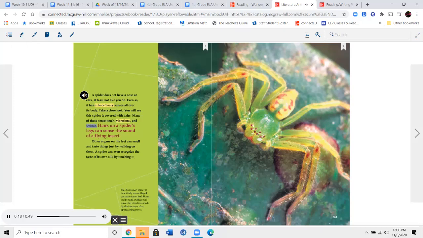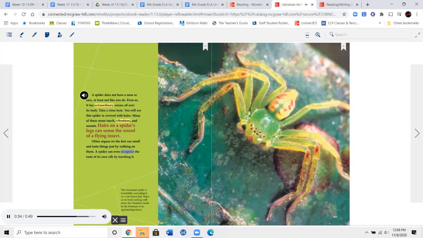Hairs on a spider's legs can sense the sound of a flying insect. Other organs on the feet can smell and taste things just by walking on them. A spider can even recognize the taste of its own silk by touching it.